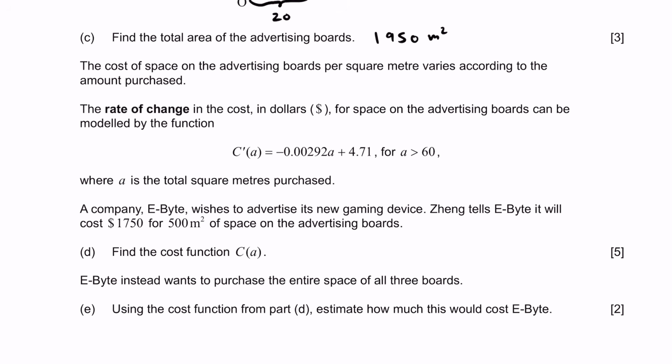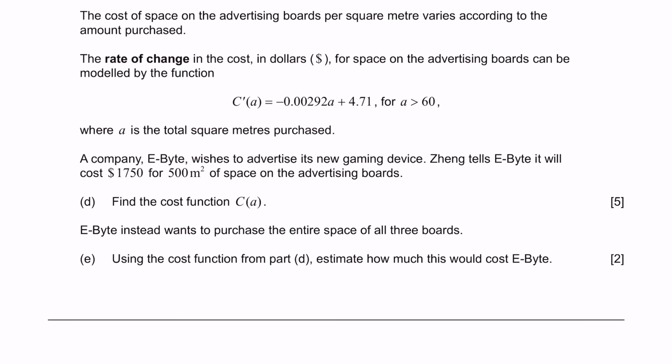The cost of space on the advertising boards per square meter varies according to the amount purchased. The rate of change in the cost in dollars for space on the advertising boards can be modeled by the function C' of A equals 0.00292A plus 4.71 for A is greater than 60, where A is the total square meters purchased.